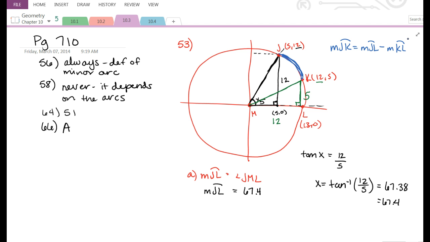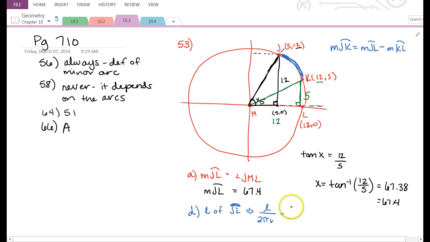so I'm just going to subtract from JL the measurement of KL, and that'll give me that remaining piece. Okay? Now D, finding the length of JL. That's an arc. Remember, that's when it's length over the circumference, 2 pi r, equals the degree measure over 360.